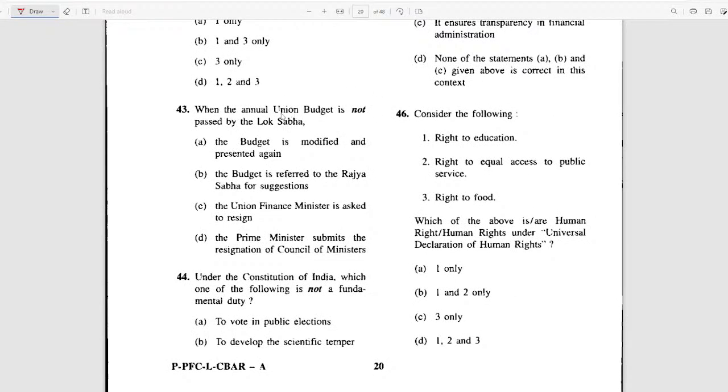Next question is, when the annual union budget is not passed by the Lok Sabha, when the budget is modified and presented again, the budget is referred to the Rajya Sabha for suggestions. The Union Finance Minister has to resign. The Prime Minister submits the resignation to the Council of Ministers. So annual union budget is important. And how do you pass that budget? How it is passed? And the whole procedure. It's all given in the Lakshmikant. Read that, go through that.